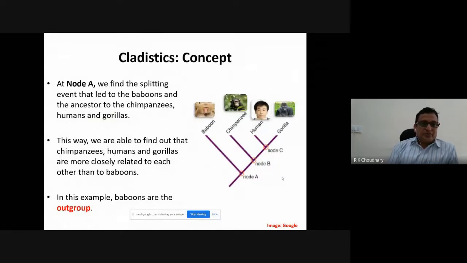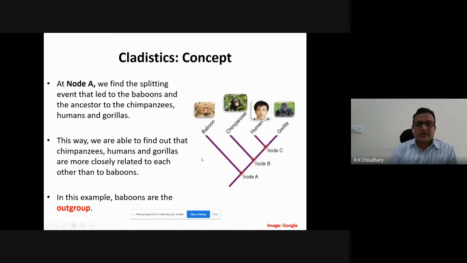At node A, we find the splitting event, right? At node A, you can see there is a splitting event that led to the baboons. And then you have chimpanzees, humans, and gorillas. This way, we are able to find out that chimpanzees, humans, and gorillas are more closely related to each other than to the baboons, right? In this example, this particular group you can take as an out group, which is a distantly related group. And this would be called the in group.